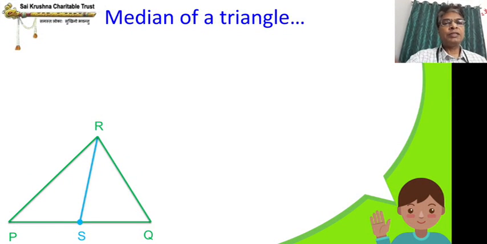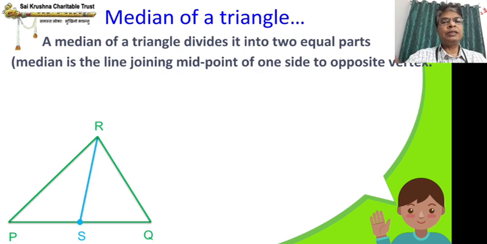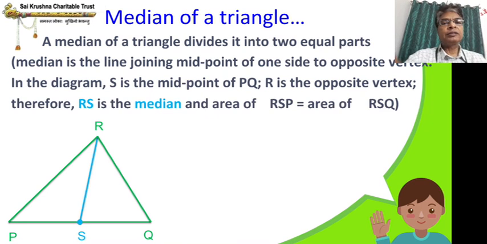So, median of a triangle. What is the median of a triangle? A median of a triangle divides it into 2 equal parts. Let us see what the median of a triangle is. Median is a line joining the midpoint of one side to the opposite vertex. So here in the diagram, S is the midpoint of PQ, R is the opposite vertex. So SR is the median. Therefore RS is the median of the triangle, and area of RSP equals area of RSQ. So there are 2 triangles, RSP and RSQ, and both the areas are equal.